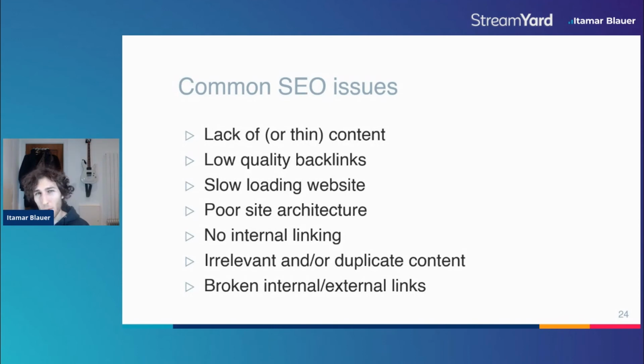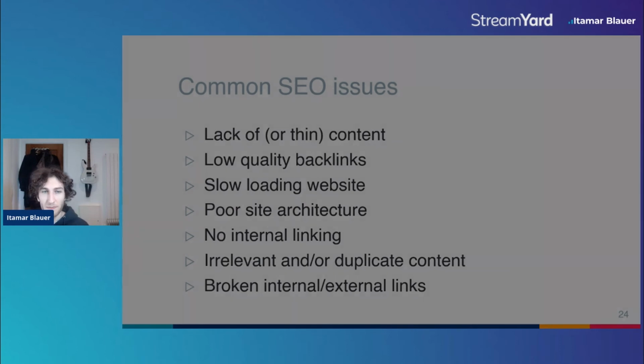And some of the most common SEO issues are listed here. So when we're talking about lack of content or low quality backlinks, if your website loads slowly, poor site architecture, no internal linking, these issues are essentially all around the entire sphere of SEO. So you've got things like your on-page SEO issues, off-page issues, technical issues. So these are some of the common ones, and they include pretty much some from all of these different aspects.